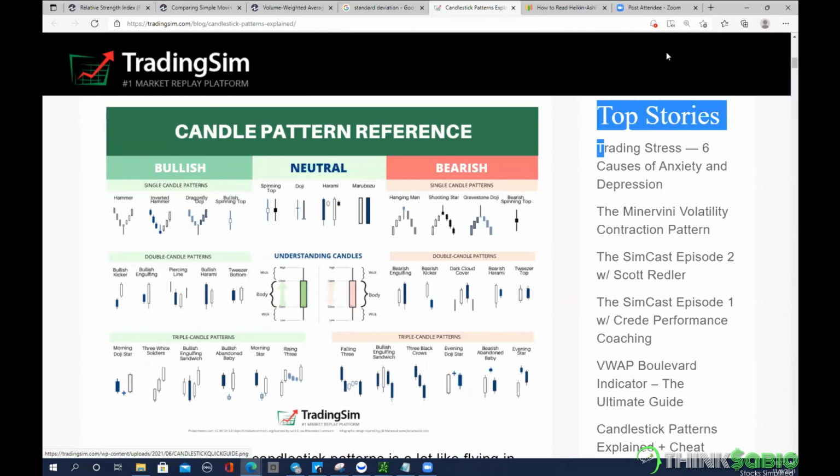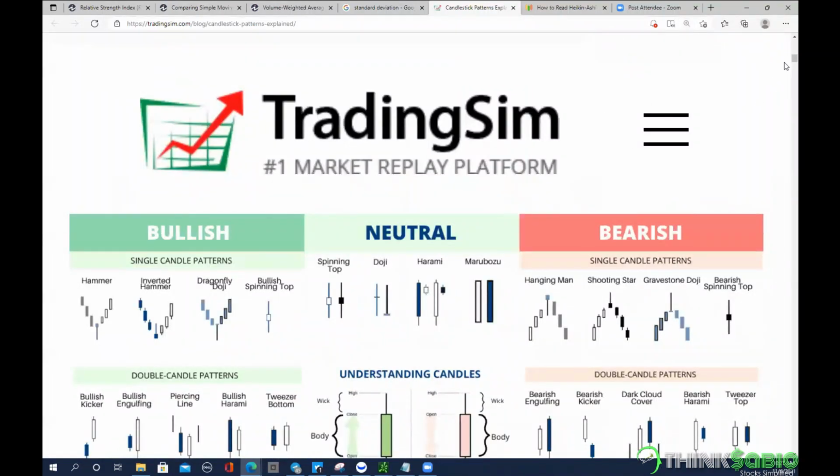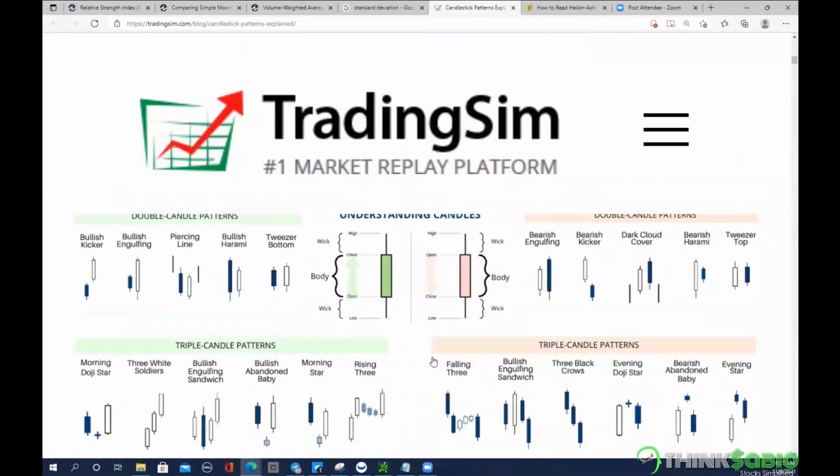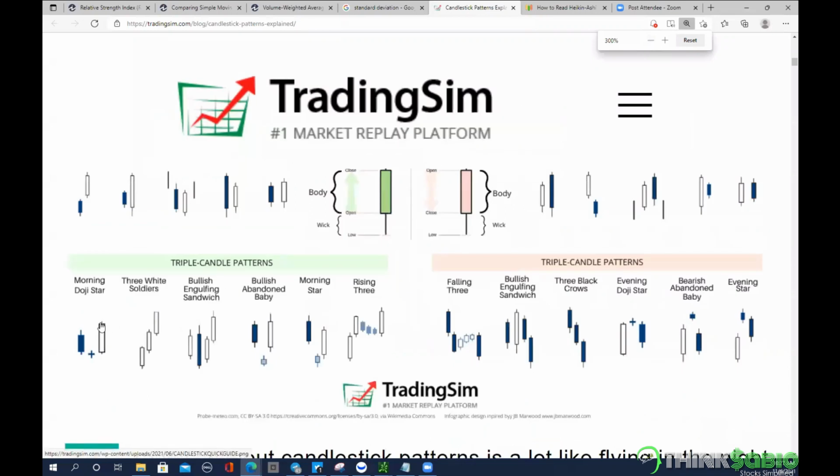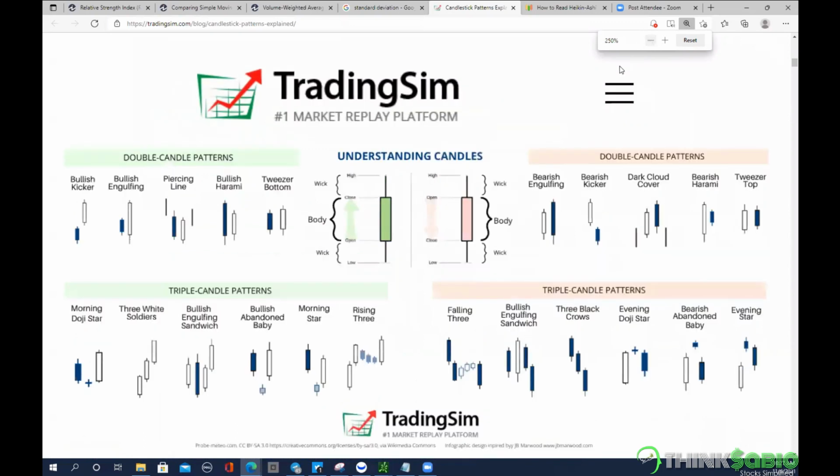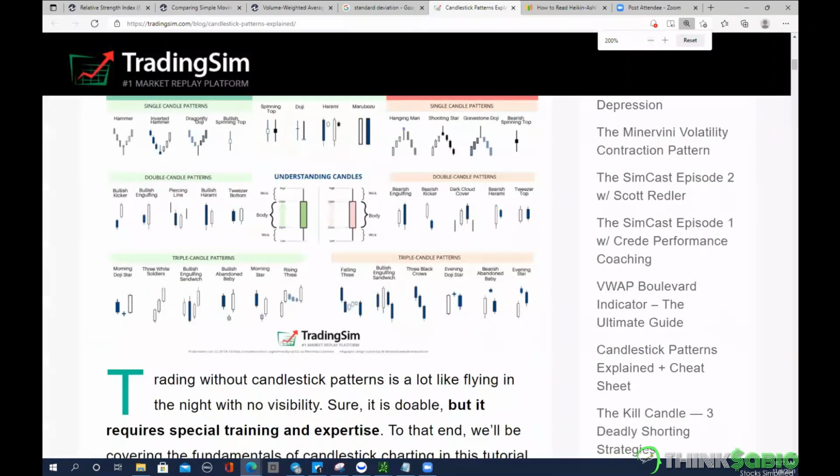So you can see it's the same thing, right? Whatever we discussed in the past. So open and close, open and close. This is the body, this is the wick. Now, each candle has its own name, like I'm saying, right? And then the combination of candles also have some names.